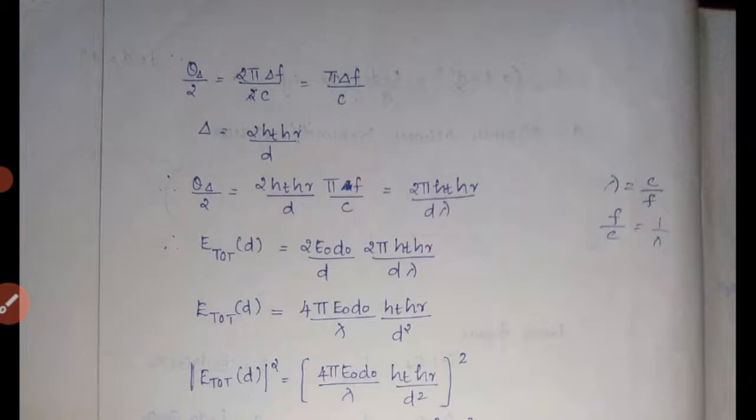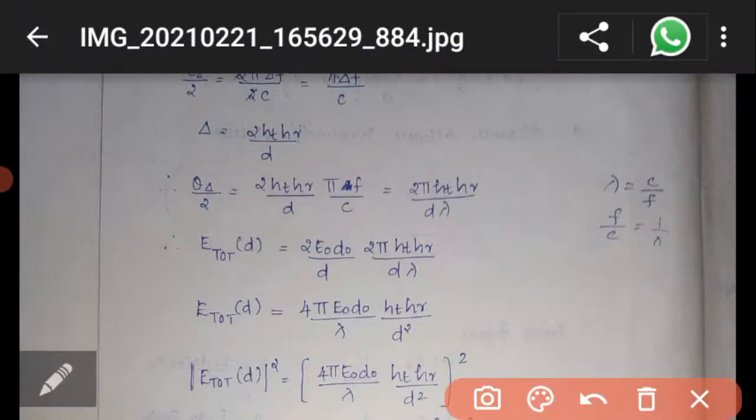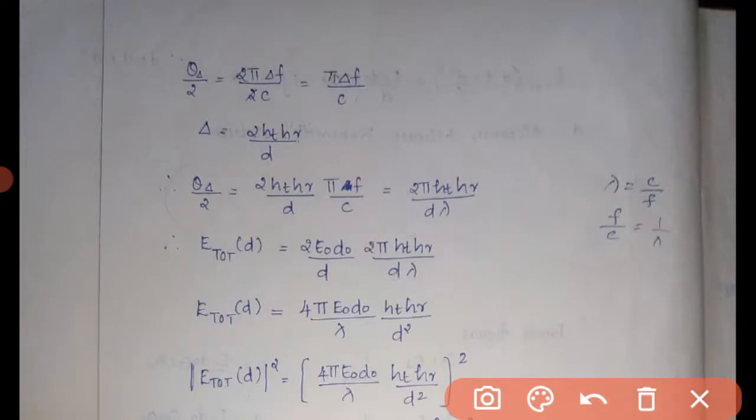Then we have to find the total electric field E total of d. We know the last expression we got: E total of d is equal to 2 E naught d naught by d into delta theta by 2, right? So we just substitute the value of delta theta by 2. We get 4 pi E naught d naught by lambda into ht hr by d square. Just go through it.